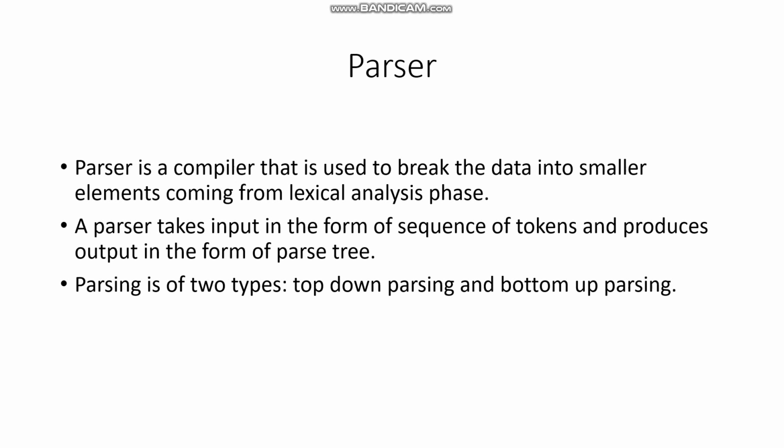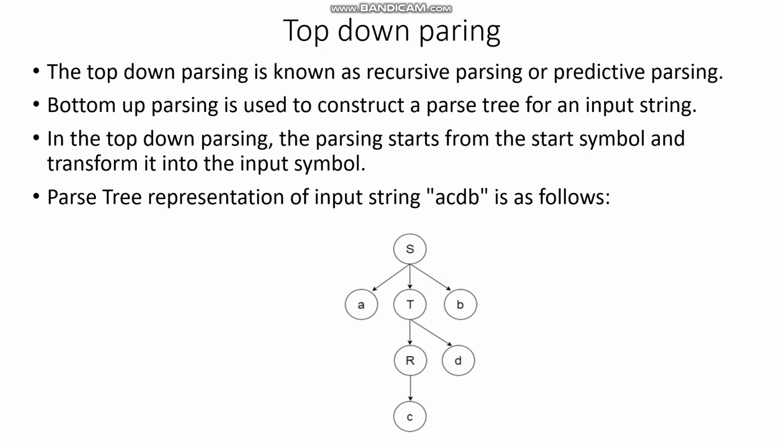Now for this parsing we have two types, top down parsing and bottom up parsing. Top down parsing constructs the parse tree for the input symbol. Basically here the root represents the starting symbol, whereas the leaves represent the input symbol. In the example, S is the starting symbol, whereas A, C, D, B is the input string that is accepted.